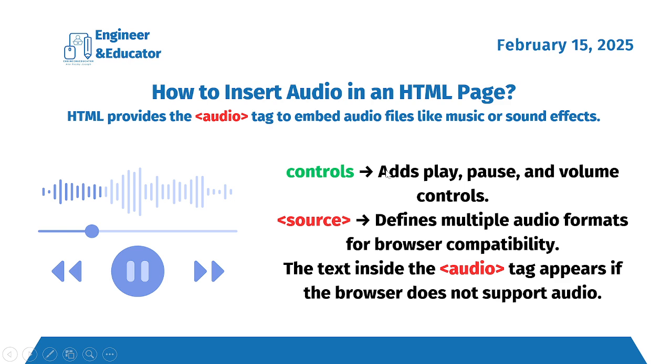The controls attribute determines whether you need play, pause, or volume buttons in the control buttons. So if you need the control buttons, you have to add the controls attribute. And the source tag defines multiple audio formats for browser compatibility, that is, whether the browser can understand that particular audio format. And there is text inside the audio tag that appears if the browser does not support audio. So inside the audio tag, I have included some text like, this audio will not suit your browser, or your browser cannot play this audio. So if it cannot be played, it will appear.